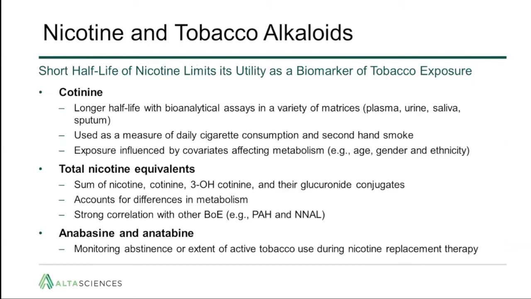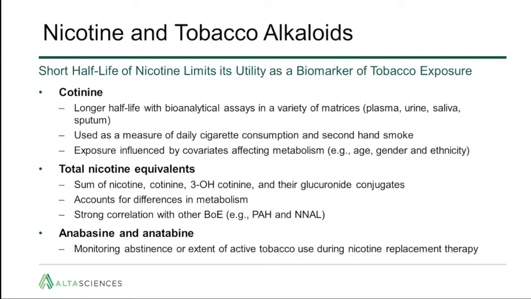In terms of measuring nicotine and some of the tobacco alkaloids, nicotine has a very short half-life, meaning it gets metabolized very rapidly in the body. And so it has a very limited utility as a biomarker of tobacco exposure, particularly if you're looking at longer terms. So cotinine is a metabolite. It has a longer half-life with the bioanalytical assays. It comes in various matrices: plasma, urine, saliva. It's used as a measure of daily cigarette consumption and secondhand smoke. It also shows exposure influenced by covariates affecting metabolism.